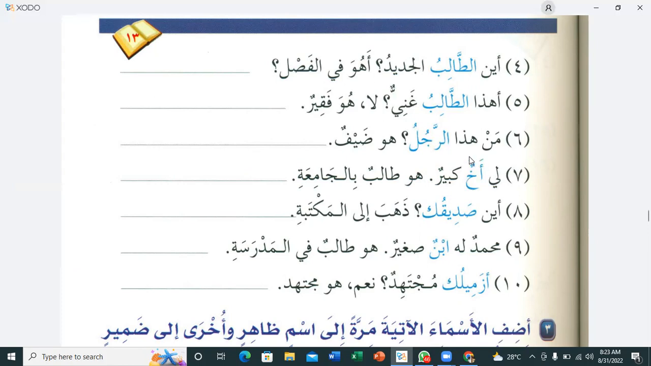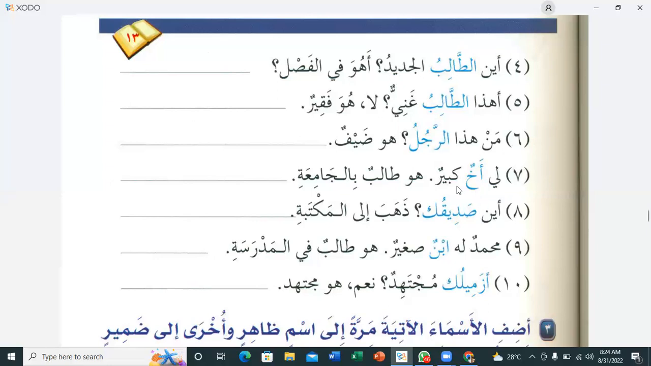Sentence is: man hadha rajul, huwa dhaifun. Who is this man? He is a guest. So man ha'ula'i rijal, hum duyufun. The plural is duyuf, okay. Man ha'ula'i rijal, hum duyufun.